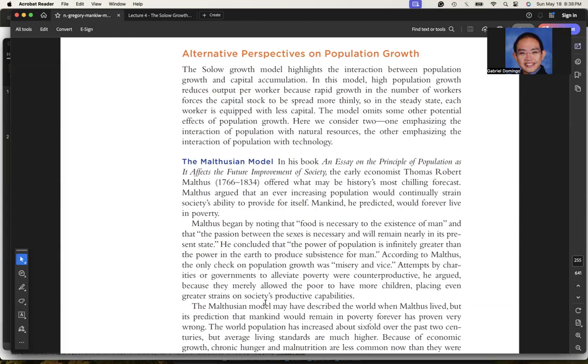A couple of other interpretations, alternative perspectives on population growth. There are two. So first is the Malthusian model, which basically states that a higher N means that population growth will in general be much, much faster than capital accumulation, according to his model. And in particular, ultimately it will lead to poverty, right? So essentially capital accumulation is not powerful enough to solve the problem of growth, and then ultimately growth will become 0.